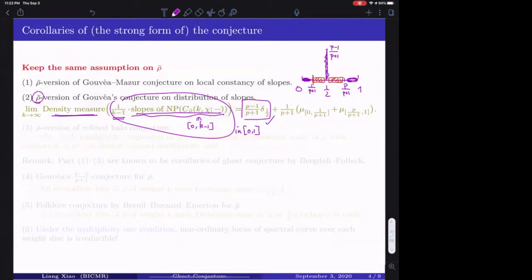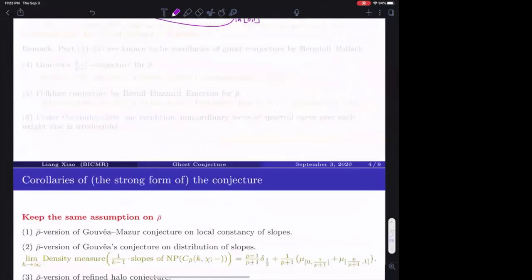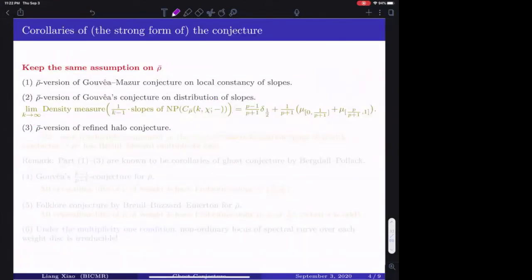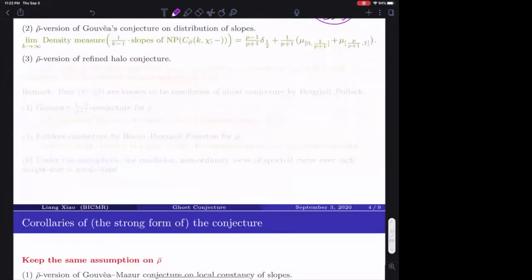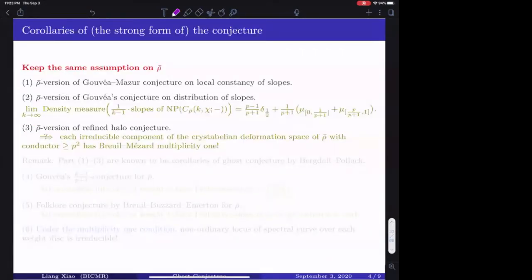But also I want to say that the Gouvêa conjecture is for all rho-bar, of course, but at this moment we can only understand it under our strong hypothesis that rho-bar is reducible, non-split, and generic. There's also a rho-bar version of the refined halo conjecture, meaning that on the boundary, the slopes will be exactly given by some particular numbers, as opposed to being given in a certain range or arithmetic progression or whatever. It will follow from the ghost conjecture that the boundary slope will be uniquely determined by some easy recipe.